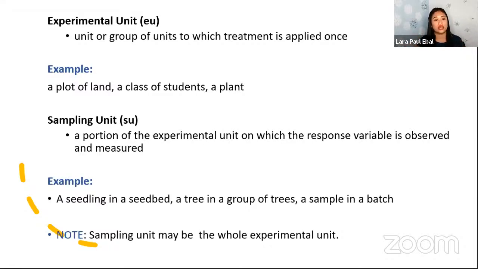So you just need to get some subsamples, okay? We call them sampling units. For example, a seedling in a seed bed, a tree in a group of trees, a sample in a batch. Take note here. A sampling unit may be the whole experimental unit. Sometimes our research is only up to the level of the experimental unit, so we don't get subsamples. So sometimes the experimental unit is the same as the sampling unit.